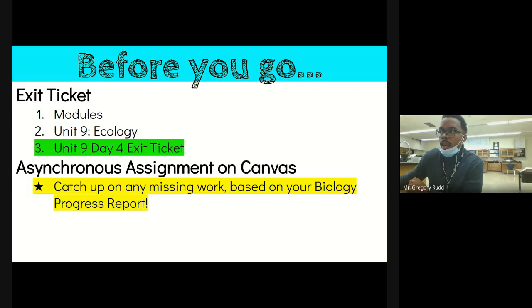I can see that Gabby, who does not have many, if any, missing assignments, has moved on to work on other work. So that's a great idea. That's how people should be using their time right now. So go ahead and knock out that warm-up and exit ticket really quickly so you can move on to something that's going to be worth more points and will help your grade more. Remember, I sent out your progress report yesterday, and that should have all of the assignments that you were missing.